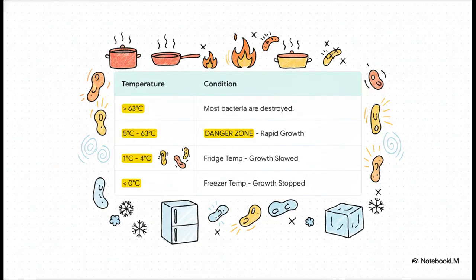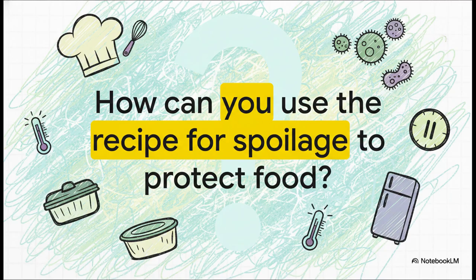And this chart breaks it all down perfectly. See? If you get food hotter than 63 degrees, you destroy most bacteria. If you get it below 5 degrees, like in your fridge, their growth slows right down. And in the freezer, it pretty much stops altogether. So, your best defense is to keep food either hot or cold, but never, ever let it sit in that lukewarm danger zone.